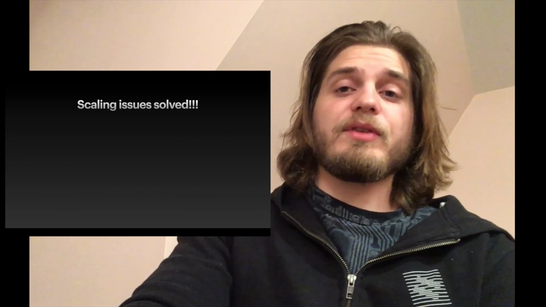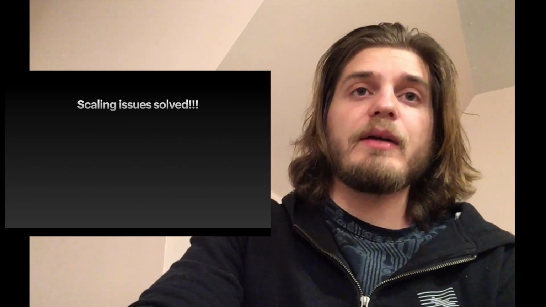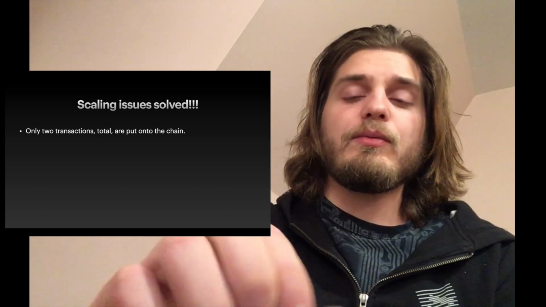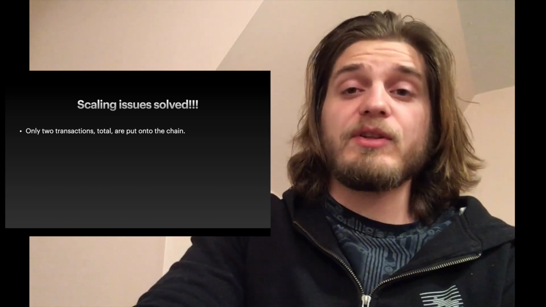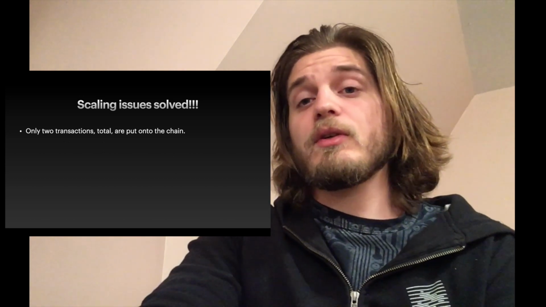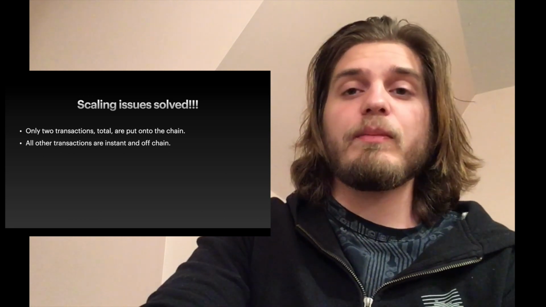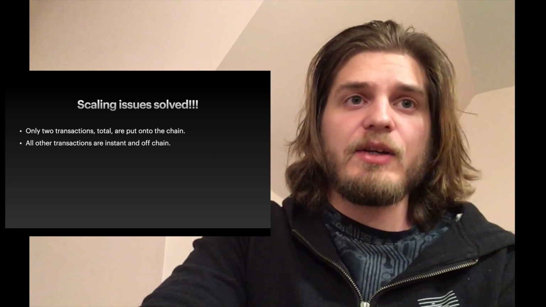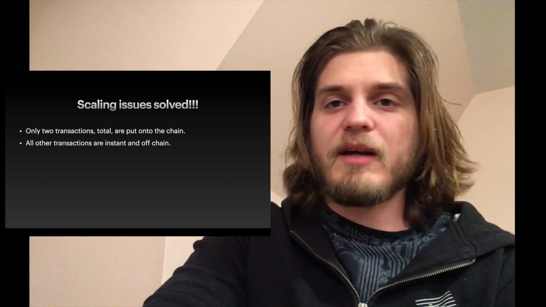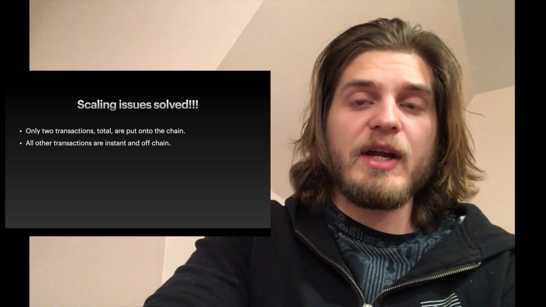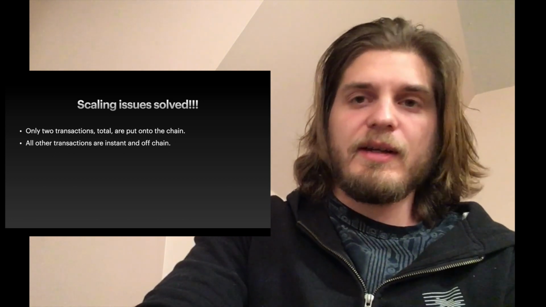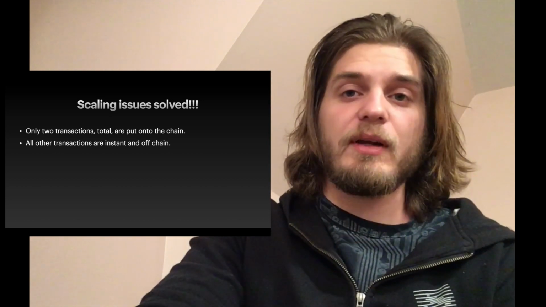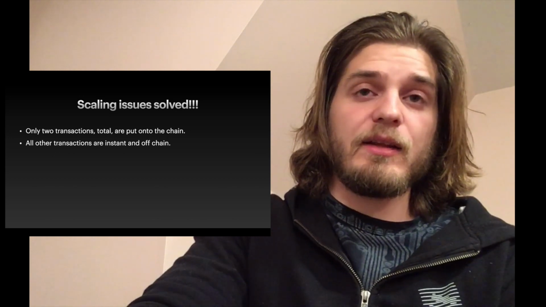So this solves scaling issues in a serious way. There are only 2 transactions that you put on the chain. You put one transaction on the chain to open the channel, and you put one transaction on to close the channel. Everything in between that opening and closing of the channel is instantaneous and takes place completely off-chain. So we can pay each other as many times as we want. None of it has to go on-chain. That eliminates potentially 99+% of all transactions that might go on-chain because you can do them all off-chain. So that's the idea there. That gives you better scaling properties.